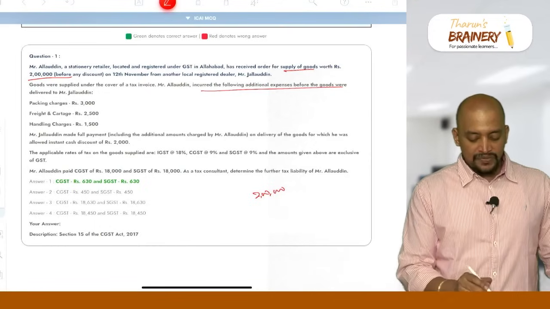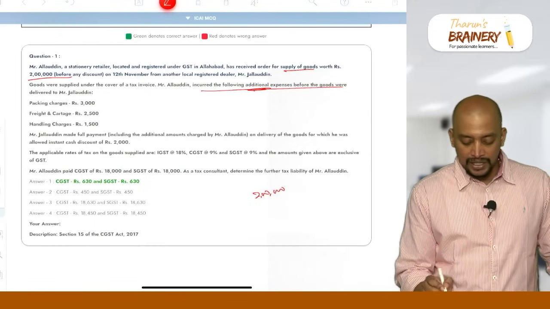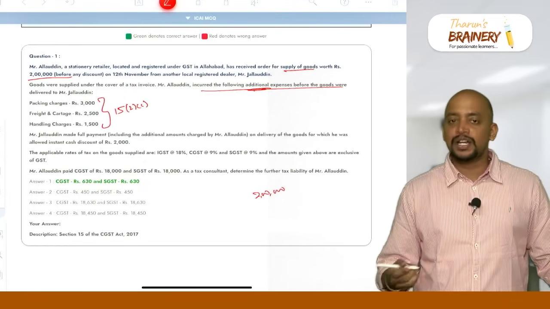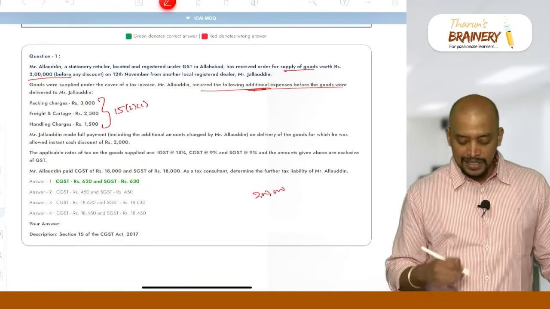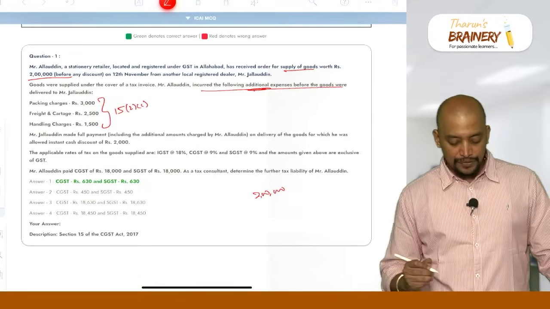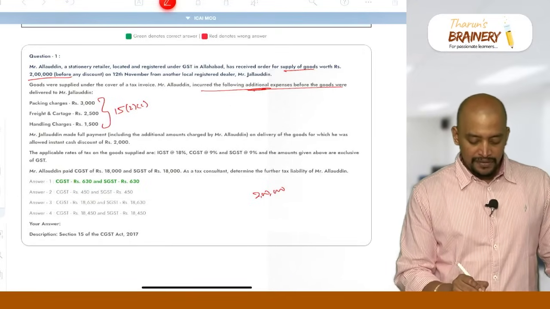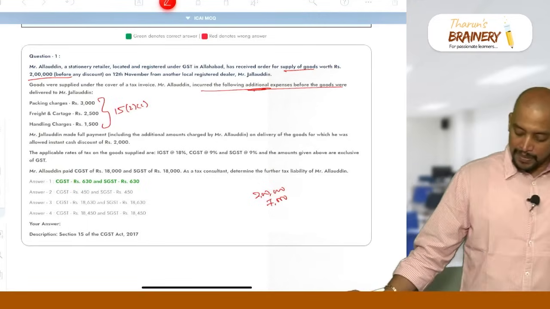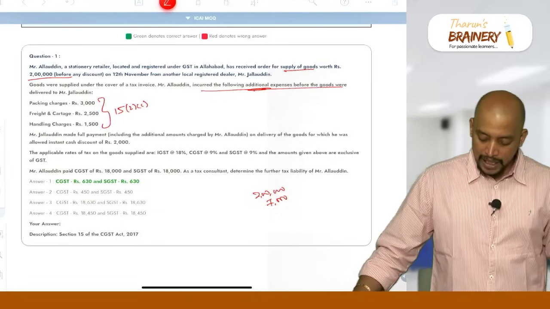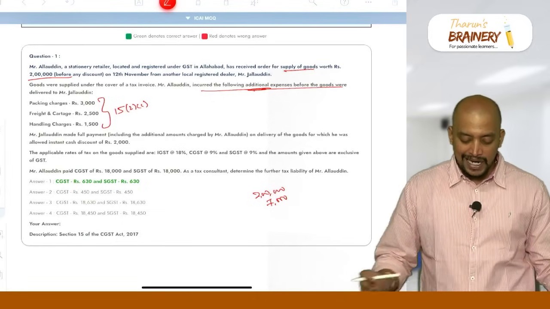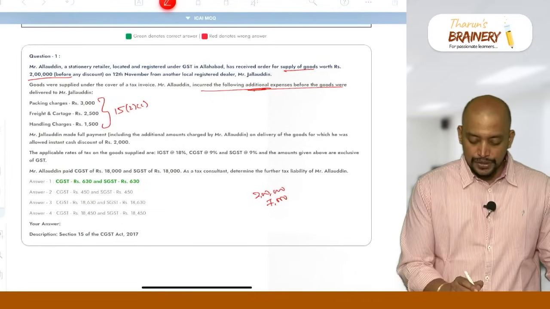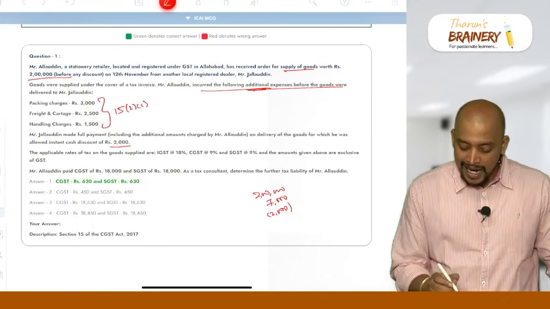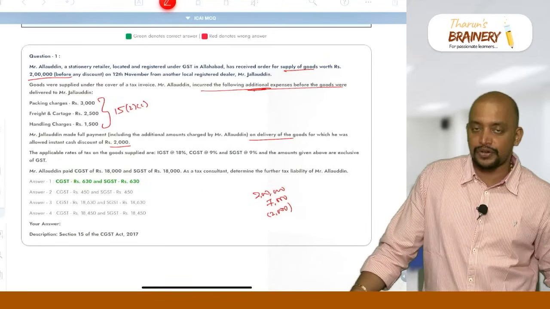And packing charges, freight and cartage, handling charges, these were additional. So, as per 15(2)(c), these expenses are to be included because these are incurred before or at the time of delivery of goods, and are not included in the above value. So, therefore, we need to add. So, how much? 3, 4, 5, 6, 7,000 rupees. Then, Mr. Jalaluddin made full payment, including the additional amount charged by Alauddin on delivery of the goods, for which he was allowed an instant cash discount of rupees 2,000. So, 2,000 is a pre-supply discount because it was given as instant cash discount at the time of delivery of the goods, before or at the time of supply.